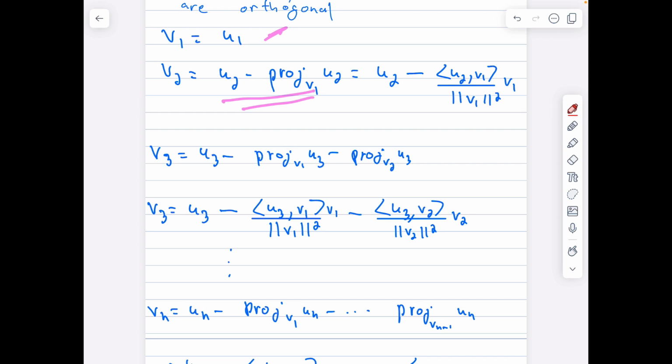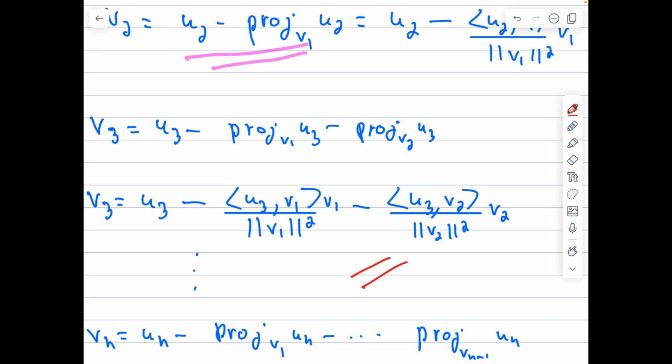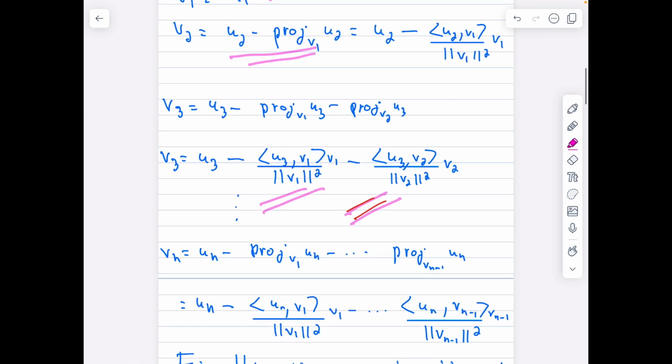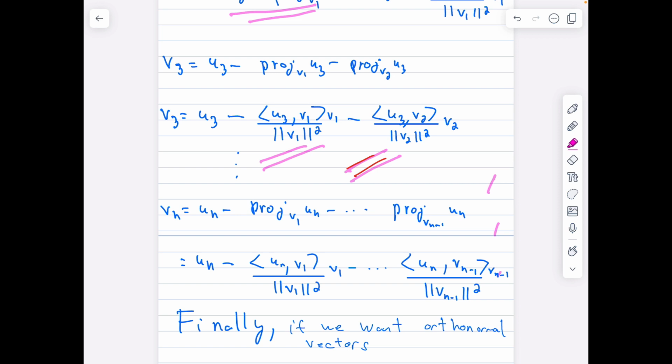We're only going to go up to v3. v3 is equal to u3 minus the projection of u3 onto v1 minus the projection of u3 onto v2. And with formulas, it's going to be u3 minus the inner product of u3 and v1 over the magnitude of v1 squared times v1, and then minus the inner product of u3 and v2 over the magnitude of v2 squared times v2. Okay, and I'm just saying it goes on and on here. You can have more vectors than just 3, as many as you want.